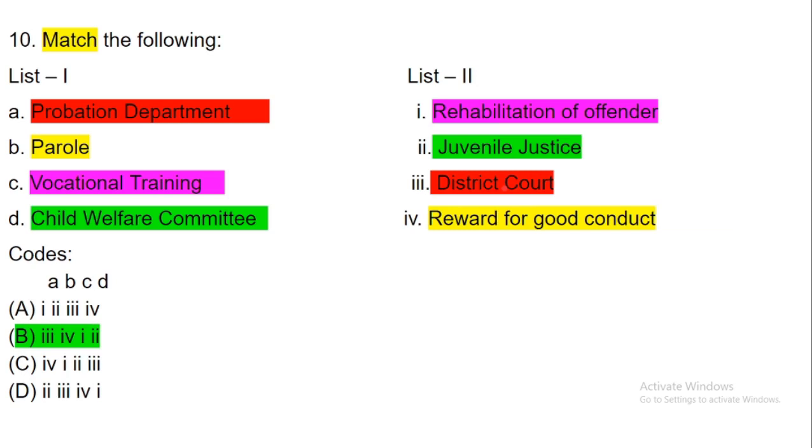Now next question. Probation department, that is related to district court. Parole is something that is related to reward for good conduct. Vocational training, that is associated with the rehabilitation of offenders, and child welfare committee, that is related to juvenile justice. So this will be your answer.